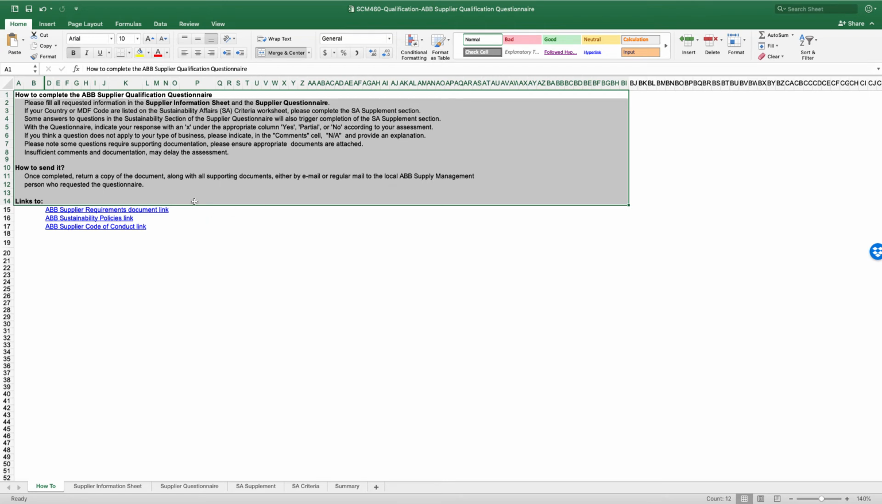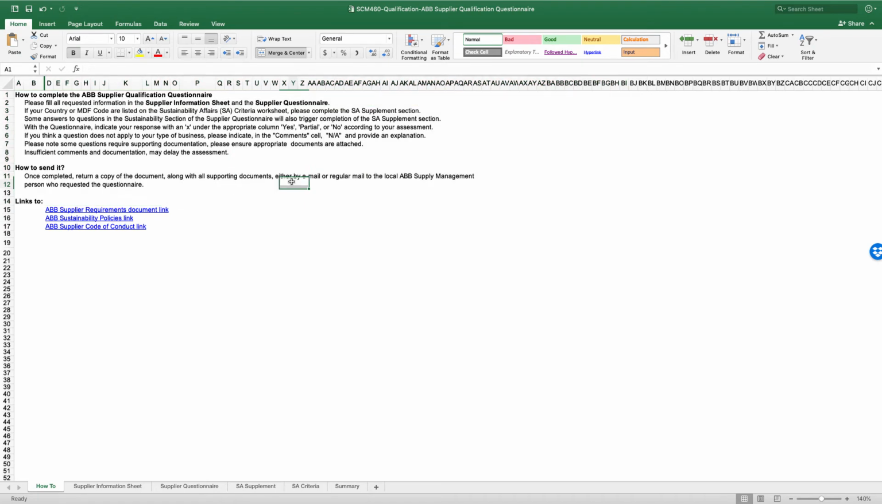So first, it's not the most efficient system because you are filling an Excel, which is then sent manually, so not in the system, to ABB. Also, here, if you want some more information, ABB asks you to revise the ABB supplier requirements document link, which is internal to the ABB library. You see there is a link, you can open it.